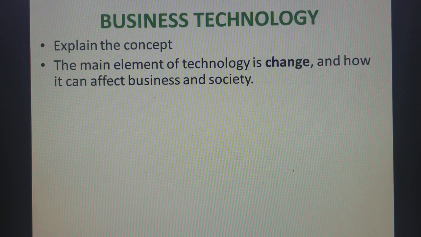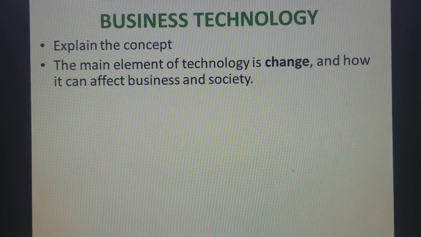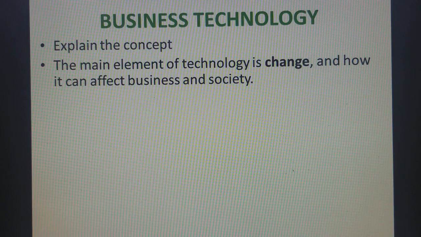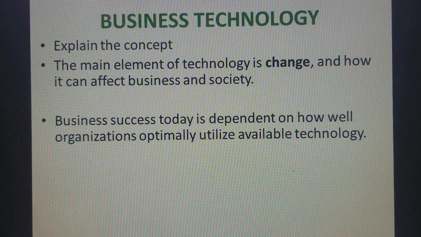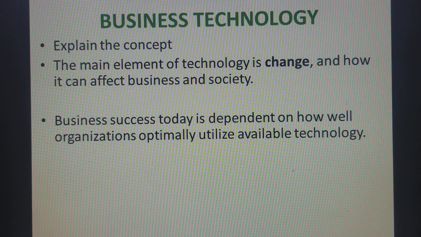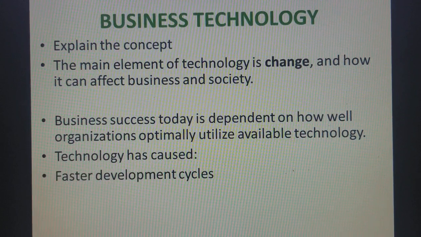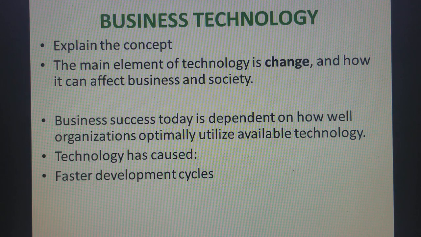Now let's seek to go a little bit deeper in explaining the concept of business technology. Now the main element of technology is change and how it affects business and society. So technology becomes impactful because it comes with changes in how we do things, changes, yes, in how businesses are conducted, changes in how society is organized. Now, business success today is dependent on how well organizations optimally utilize available technology. Now, technology can cause fast development cycles. So technology has really created faster developmental cycles. Things are changing and evolving at a rapid pace.